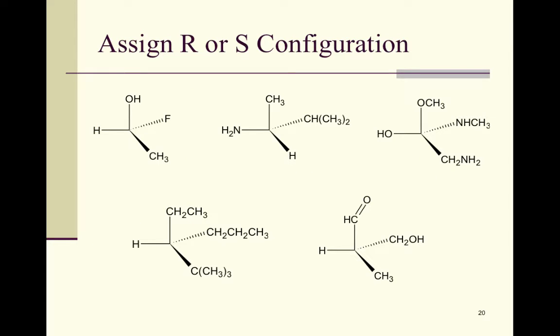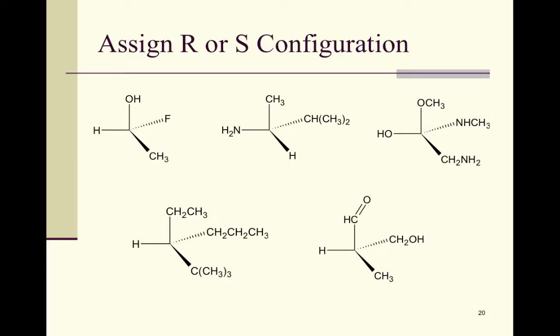On this slide, I want you to assign R or S configuration to these 5 different molecules. The first step is to assign priority and then determine if it's R or S by having the lowest priority away from you. Now in this case, I didn't make all the molecules have the lowest priority away from you. I changed where they're going to be because in the format that you might be presented this question, there's 4 different places they can put the lowest priority. They can have it towards you, away from you, or to the side.